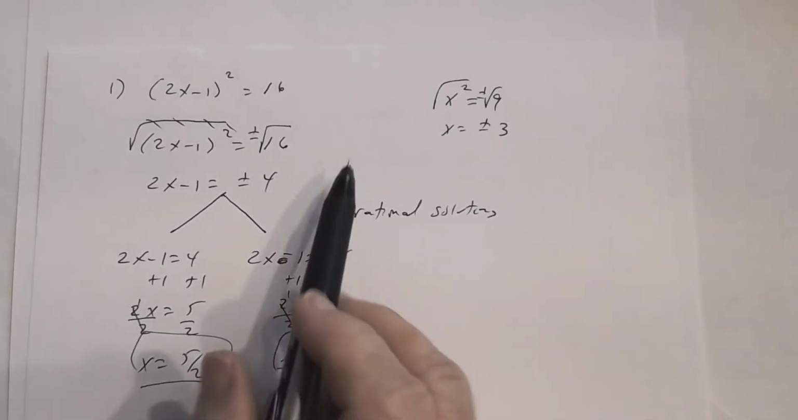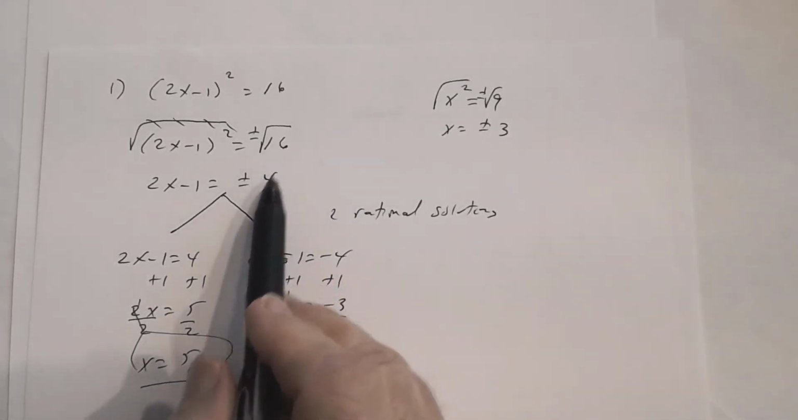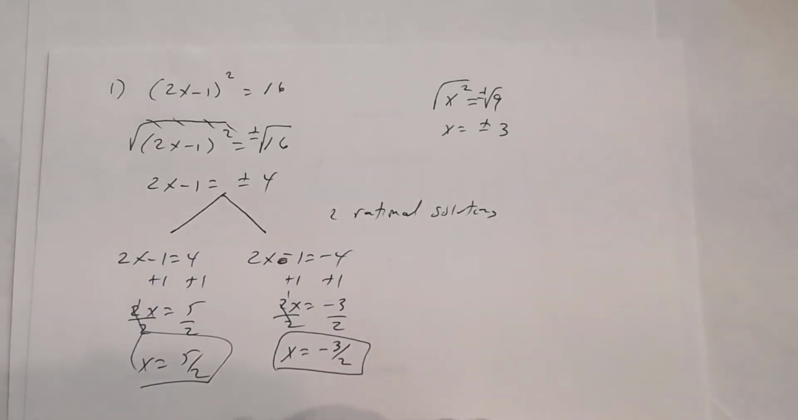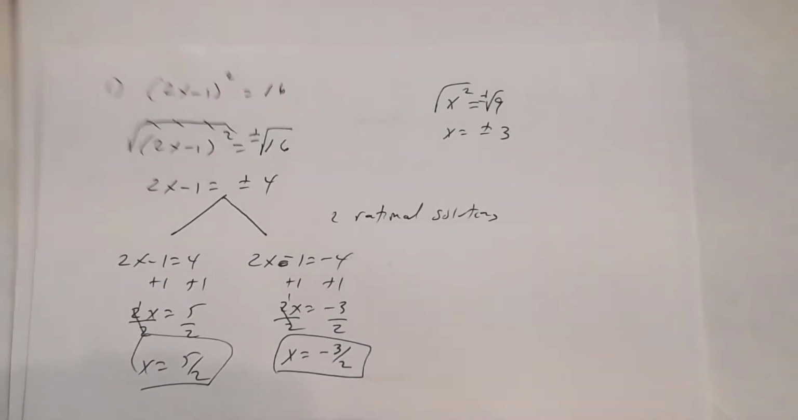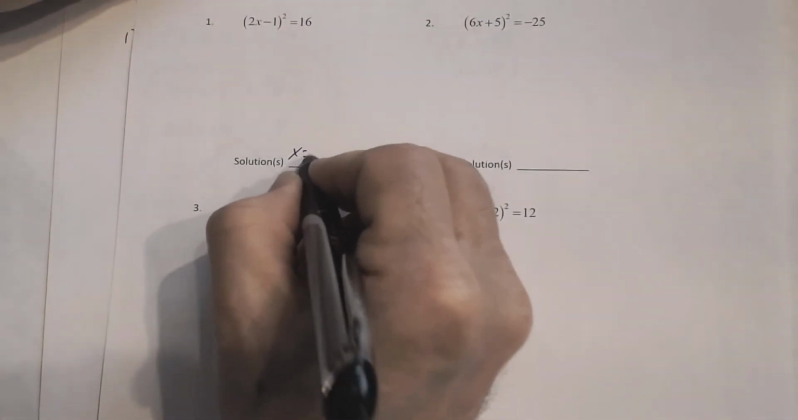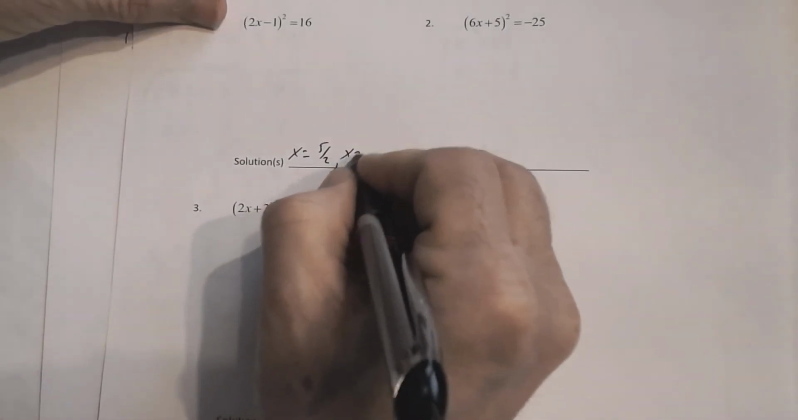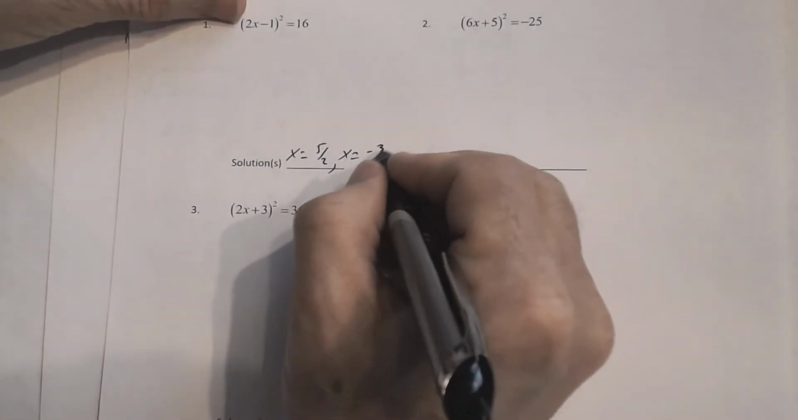Okay, so again, if this is a perfect square, you're no longer going to have any square roots. You go further, you write it like this. All right, so that was the answer to number 1. So here are your two rational solutions. Your solutions are x equal 5 halves, and the other one is x equal negative 3 halves.